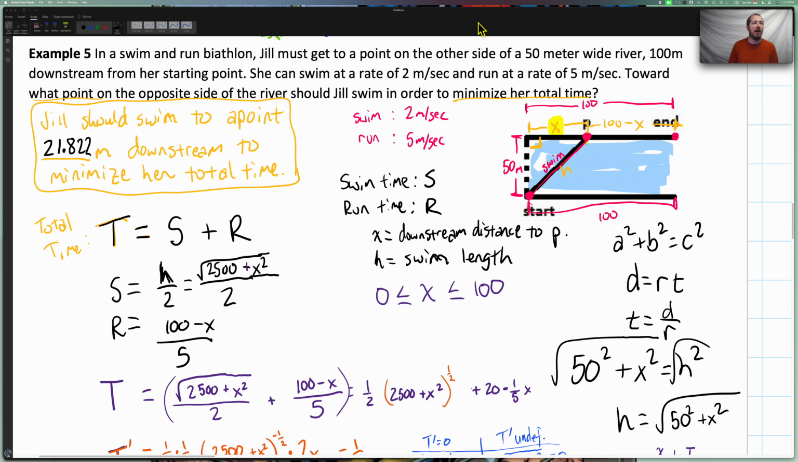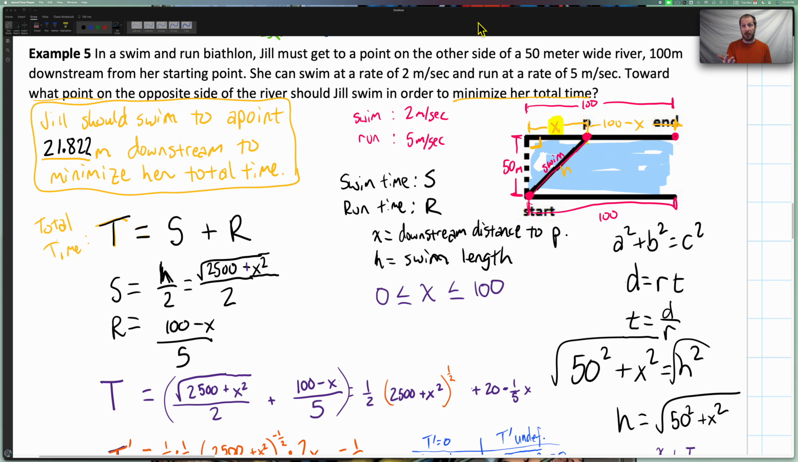All right, example 5 says, in a swim and run biathlon, Jill must get to a point on the other side of a 50-meter wide river 100 meters downstream from her starting point. She can swim at a rate of 2 meters per second and run at a rate of 5 meters per second. Toward what point on the opposite side of the river should Jill swim in order to minimize her total time? Okay, so step 1, we want to read the problem carefully.